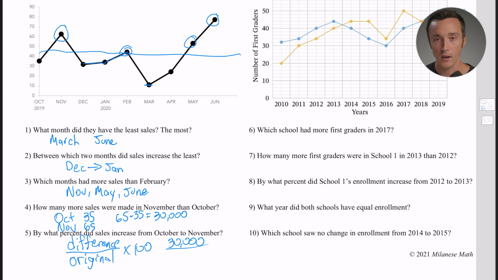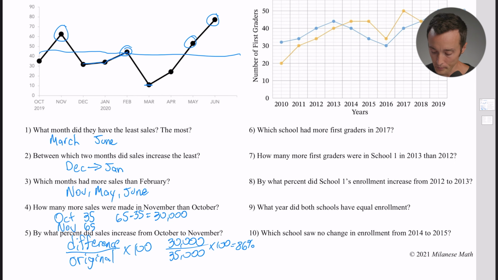Where were we back in October? Well, it was at 35,000. So sales were at $35,000 and they went up to 65. So that's a difference of 30. If you multiply that by 100 after you're done dividing, that turns out to be an 86% increase in sales. That would be huge. I mean, if you were a company, you would want to know that just in that month alone, you increased your sales by 86%.